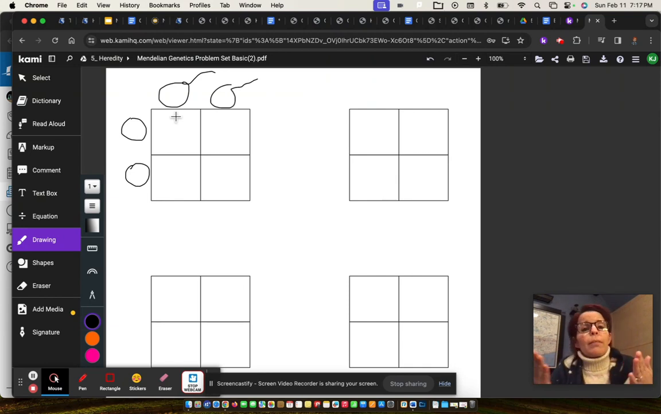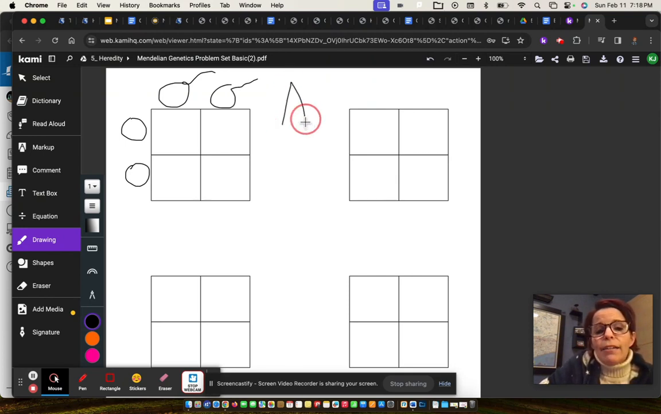So let's use some letters to represent the genes. Anytime we have a dominant trait, we're going to use a capital letter. Let's use a capital A for an example. So capital A is the dominant trait, and lowercase a is the recessive trait.